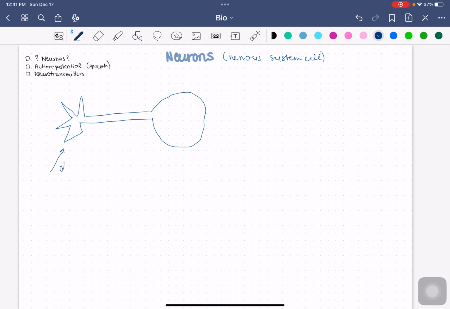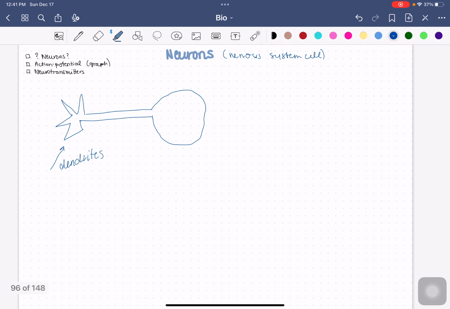So over here we have dendrites. These are the ones that are going to be catching all the impulses, and so everything's going to start from here. If we have our little impulse, it's going to be coming from here, and it's going to go through the dendrites across the axon, and it's going to continue up to here, which is going to be our synapse. The dendrites are long and kind of finger-like to be able to catch all different impulses.